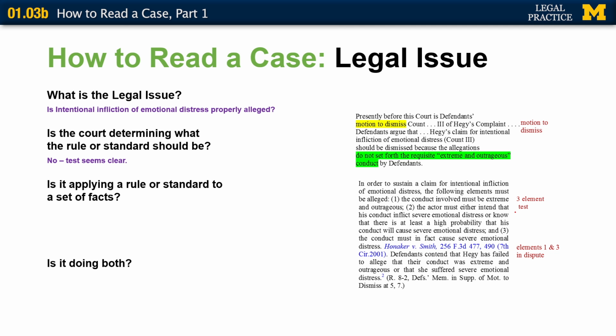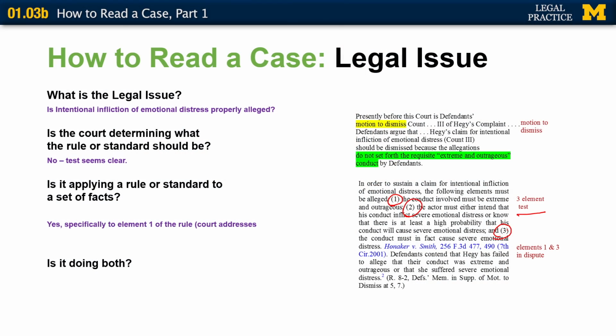The court tells you it's a 3-element test. And anytime, frankly, that you see an enumerated list like you do here, the 1, 2, 3, pay attention. Often that is the court's way of describing to you the test with some nice specificity. Here, a 3-element test. Each of these 3 things must be present in order for the plaintiff to win her claim here. But here, the test is clear. Court's not trying to determine what the rule should be.